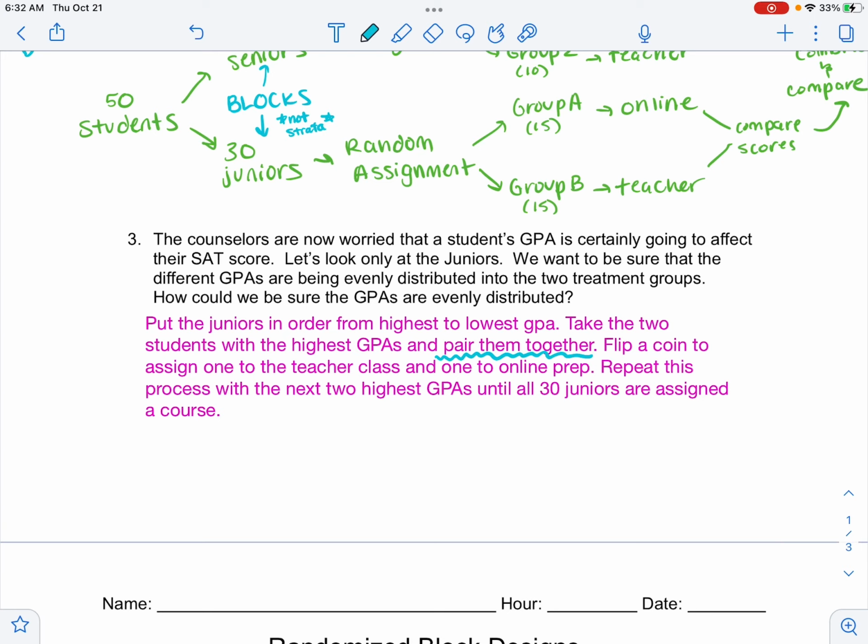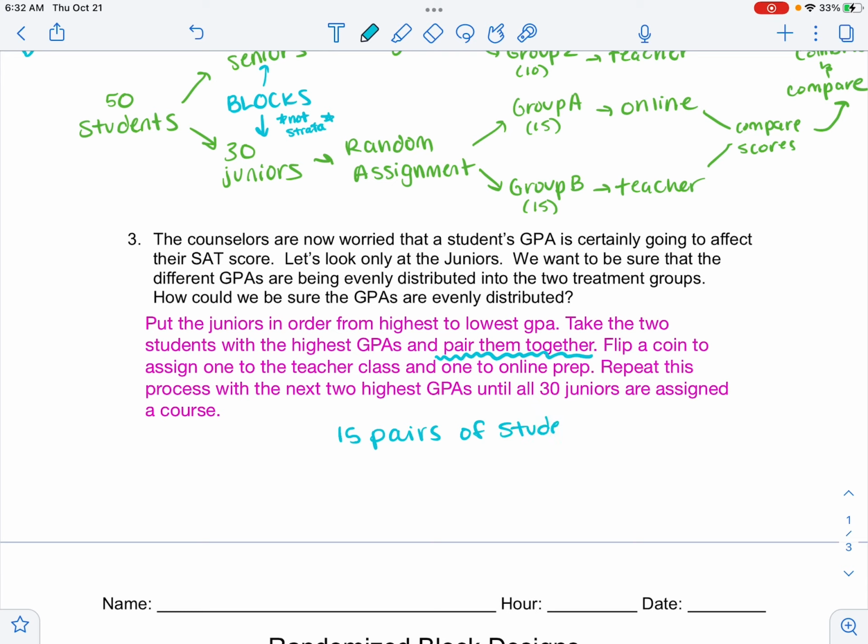So that way I can see how people with high GPAs directly compare with their development and score development through these courses. How did they do? Did they do better? Did they do worse? Did they do the same? So in this example then, if I have 30 juniors, what's going to happen is I'm going to end up creating 15 pairs of students.